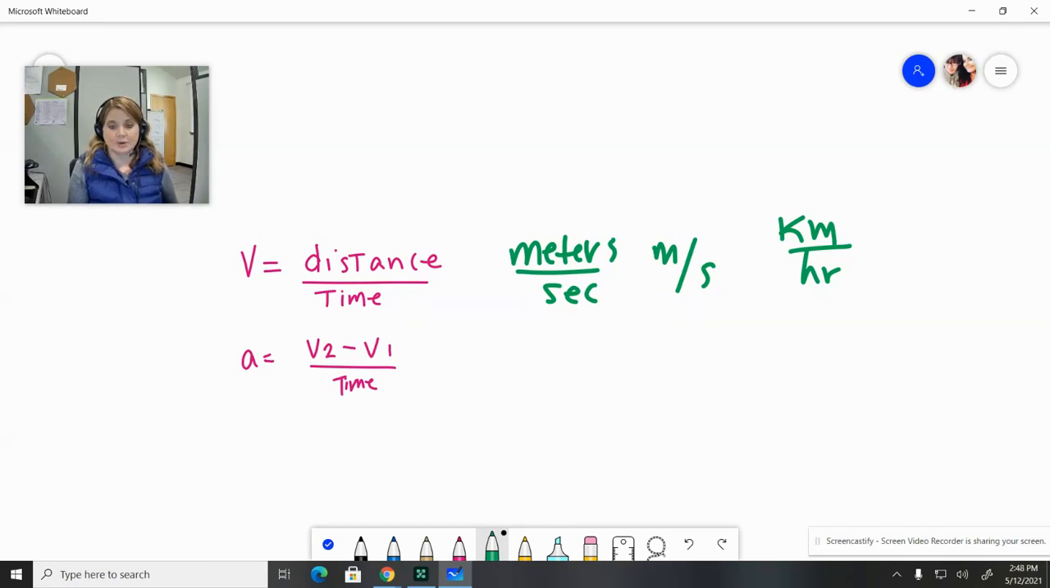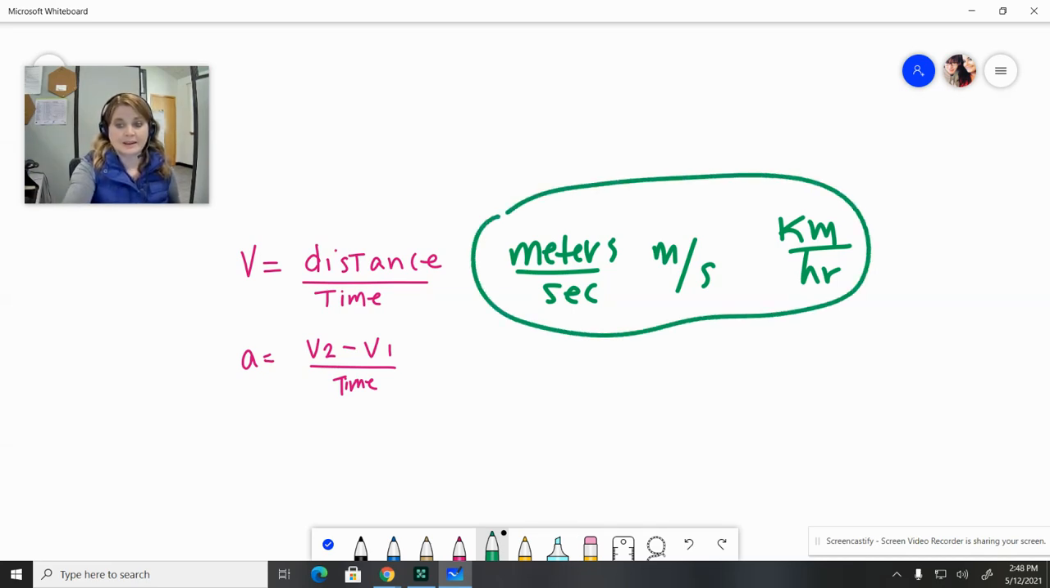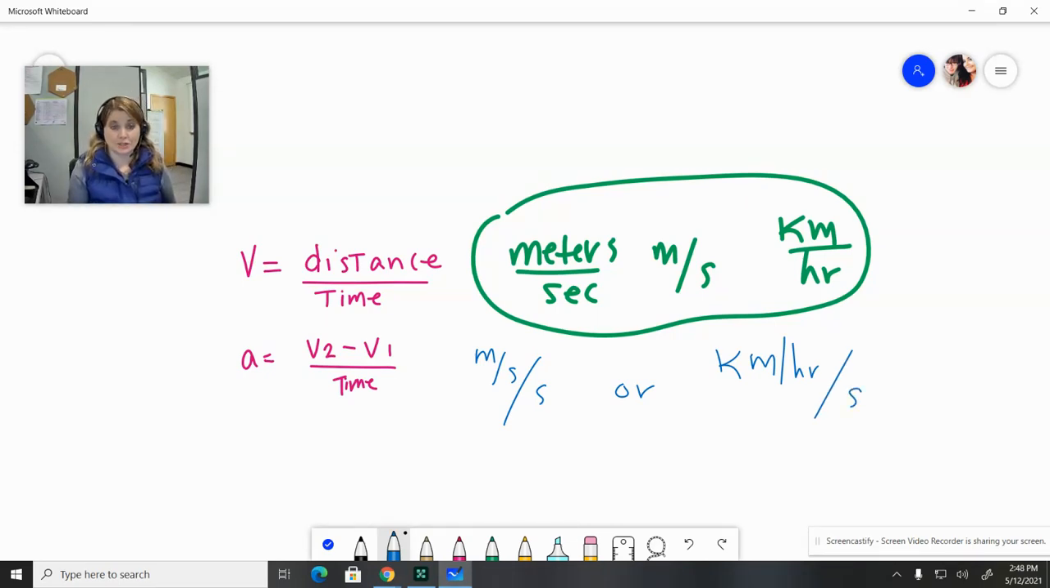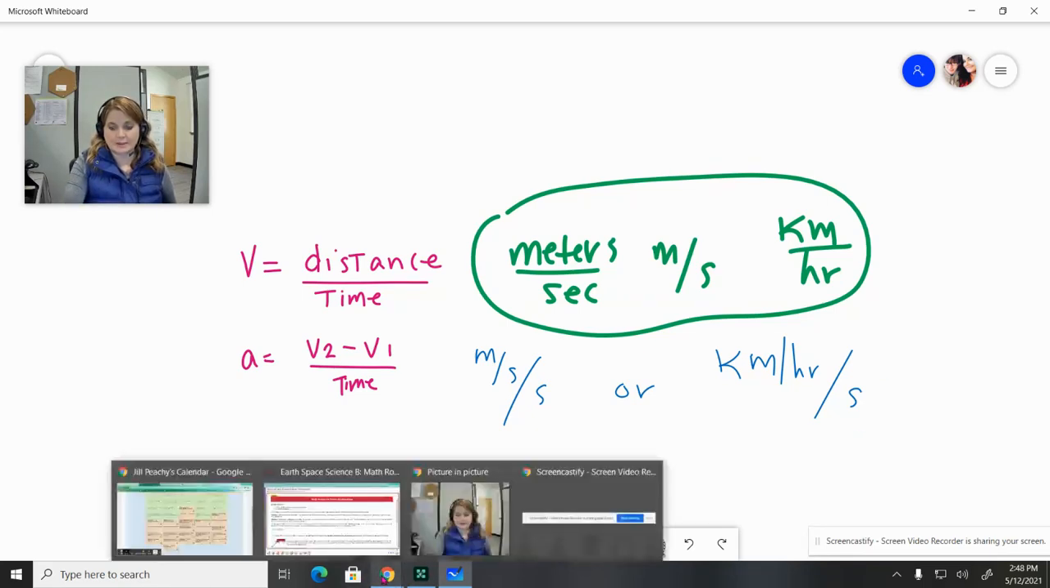For acceleration, we are going to have a velocity unit, one of these up here, divided by a time unit. So you might see meters per second divided by seconds. Or you might see kilometers per hour divided by seconds. So those are two typical acceleration units that you might see. And we're going to use both of them in some of the problems that you're doing here.